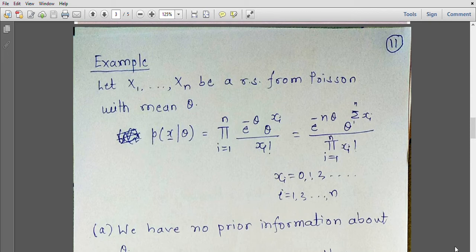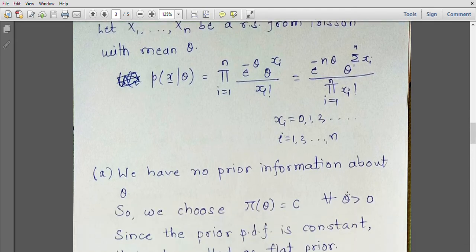Now suppose we have no prior information about theta. No historical information is available, and still we plan to implement Bayesian inference. So in such cases, a constant prior or a flat prior can be used. So what do we mean by a constant prior? Suppose no particular value of theta is more likely than the rest of the values of theta. So here theta's range is the open interval 0 to infinity. So we are treating all values to be equally likely. Hence pi theta will be simply a constant c.